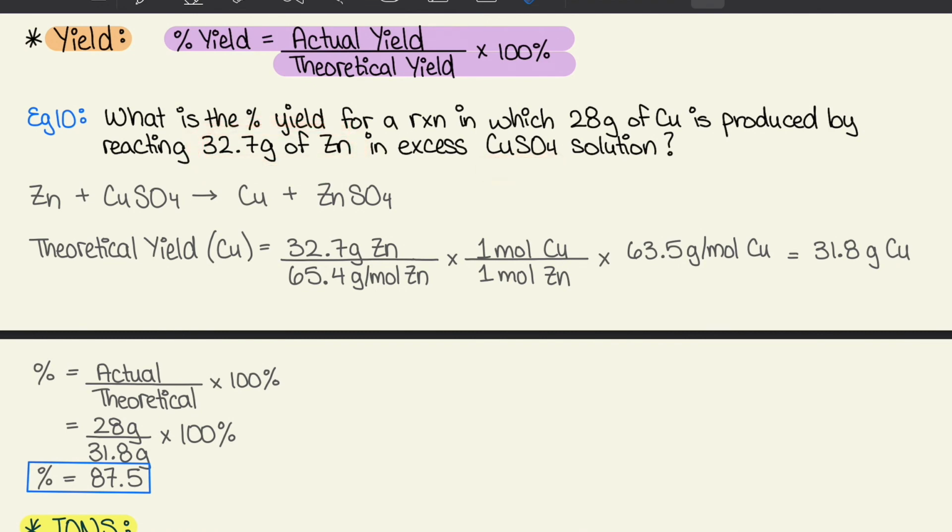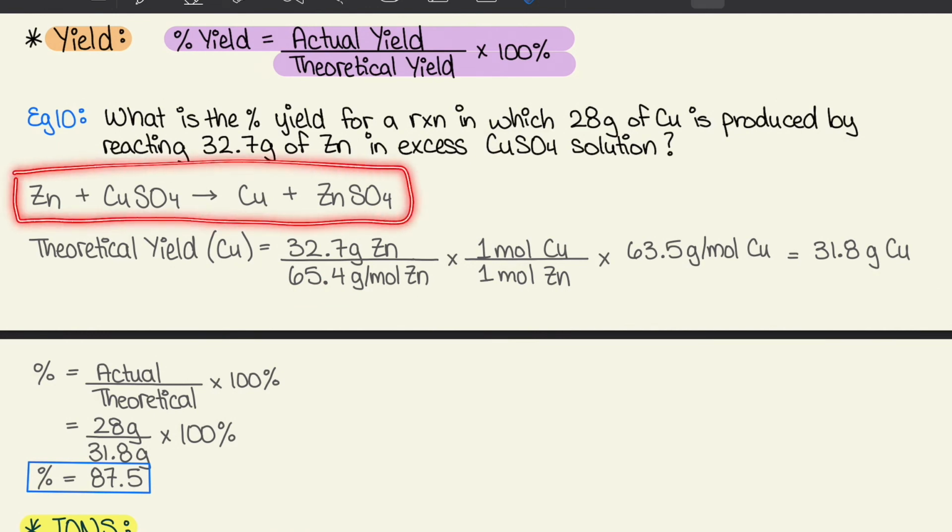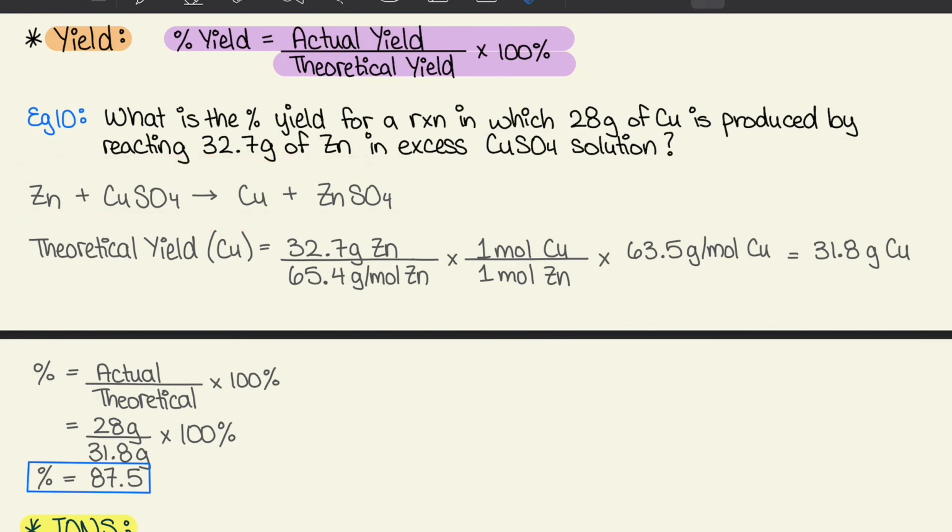So the first thing that we want to do is write out the equation and make sure it's balanced. And then we want to calculate the theoretical yield for Cu. So that would be 32.7 grams of zinc over 65.4 grams per mole of zinc. The 32.7 grams was given in the problem, and the 65.4 we can find on the periodic table. Because we have the balanced equation, we want to convert, like in the example before, from zinc and slowly convert it into Cu.